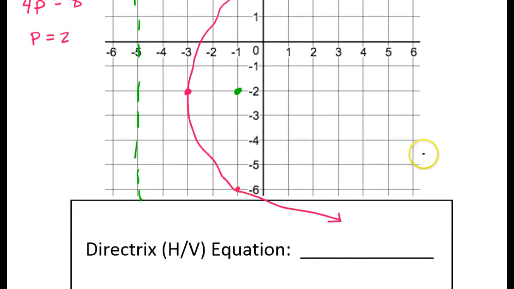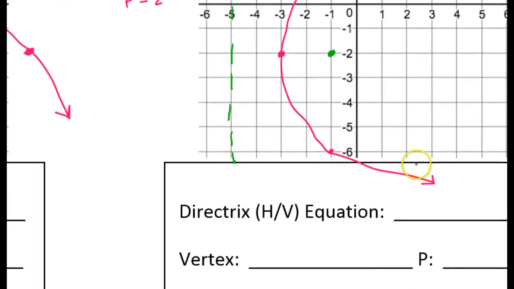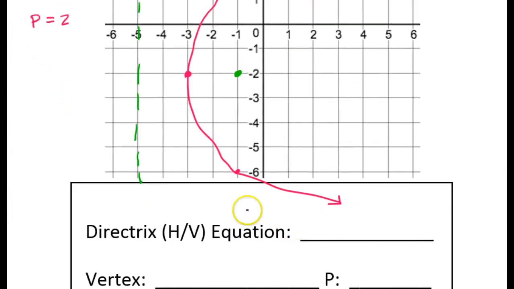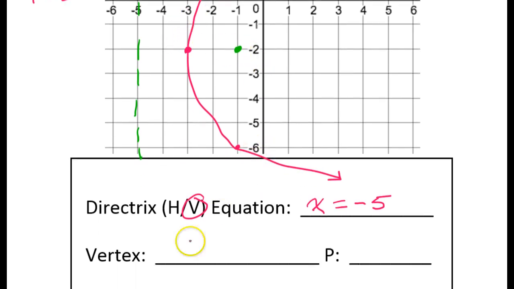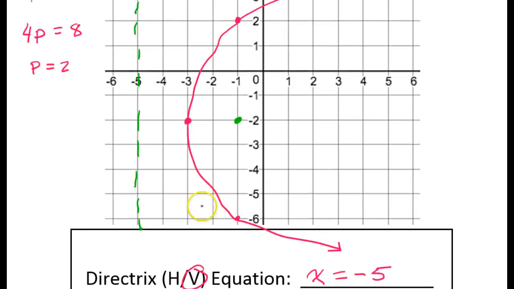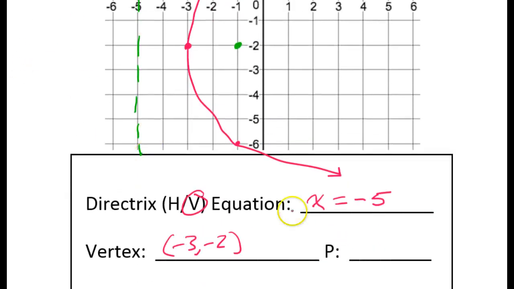And that's it. So now let's go ahead and label it up. The directrix is vertical, as you can see. So let's circle vertical. Vertical lines always have the equation x equals something. This is a vertical line at -5, so x equals -5. We found that the vertex was at -3, -2. We found that the p-value was 2.